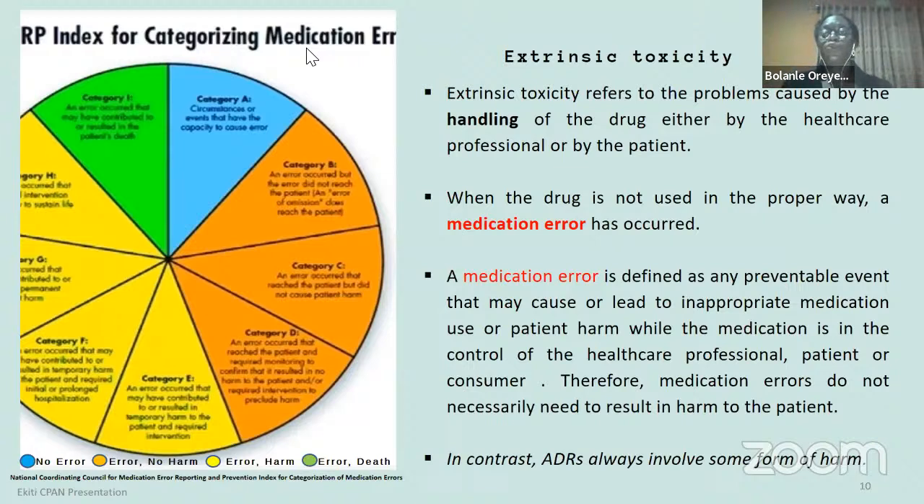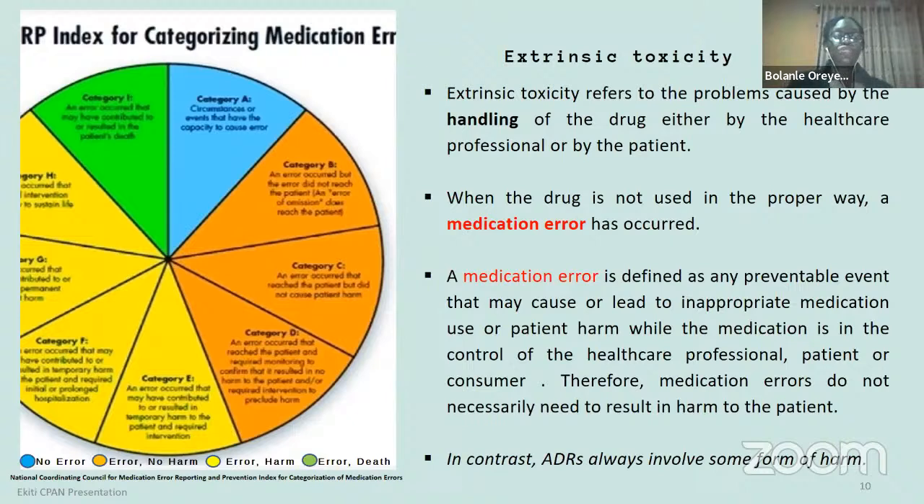When the drug is not used in the proper way, a medication error has occurred. A medication error is defined as any preventable event that may cause or lead to inappropriate medication use or patient harm while medication is in the control of the healthcare professional, patient, or consumer. Therefore, medication errors do not necessarily need to result in harm to the patient. In comparison of ADRs and medication errors, ADRs always involve some form of harm. However, a medication error may not cause any harm.